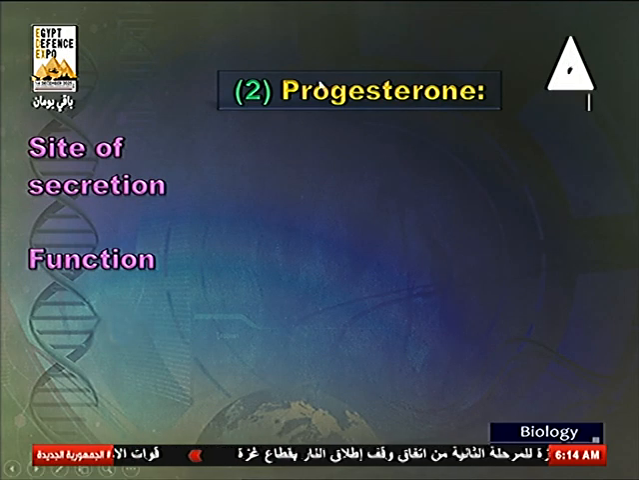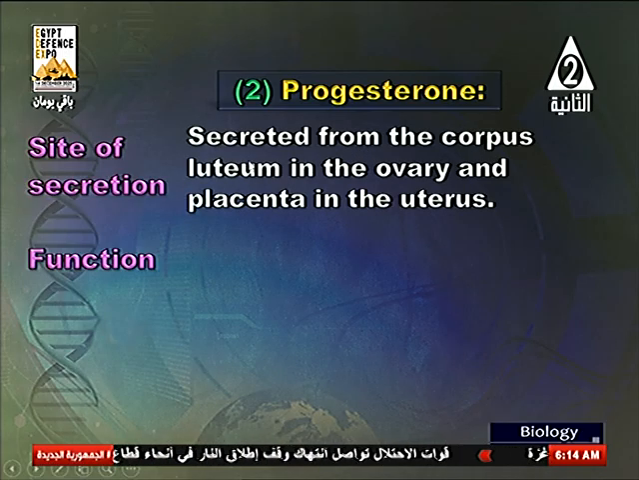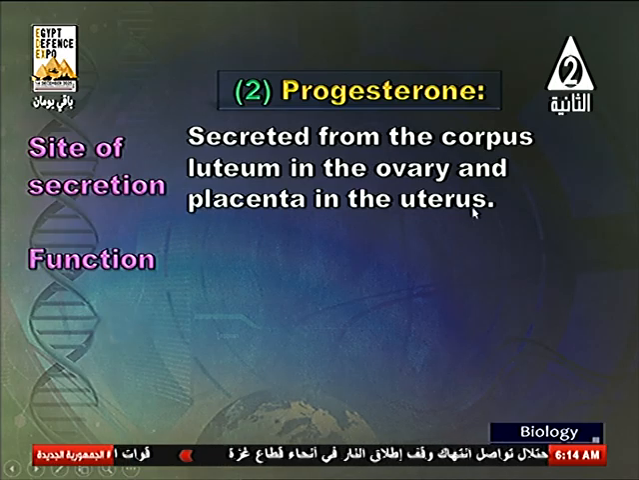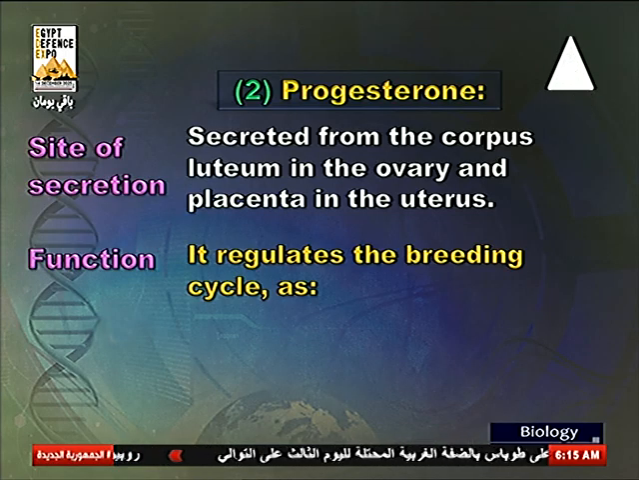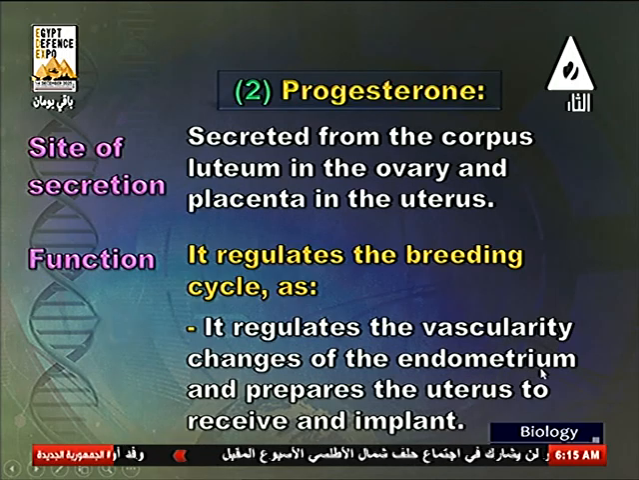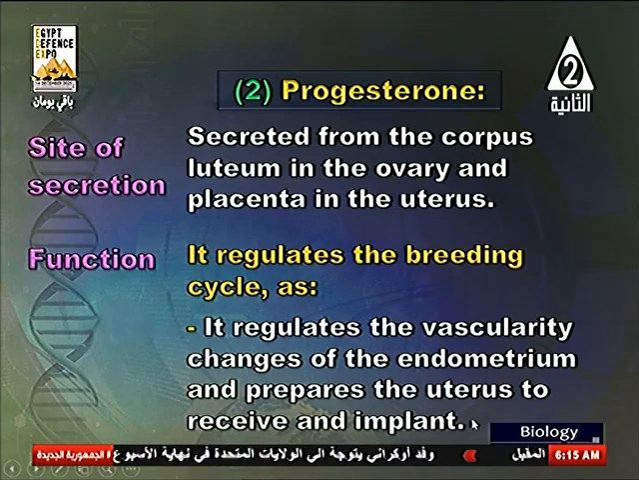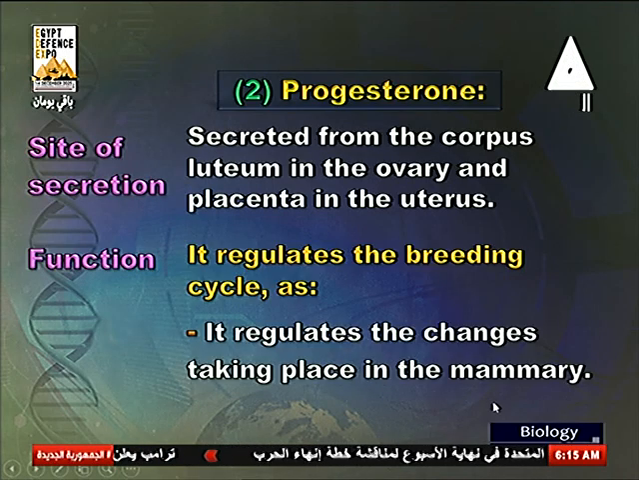Progesterone hormone is the second type of female sex hormones. It is secreted from the corpus luteum in the ovary and the placenta in the uterus, the placenta from about the third or fourth month. What is the function of progesterone? It regulates the breeding cycle, as it regulates the vascularity changes of the endometrium, بطانة الرحم, and prepares the uterus to receive and implant. Also, it regulates the changes taking place in the mammary glands.